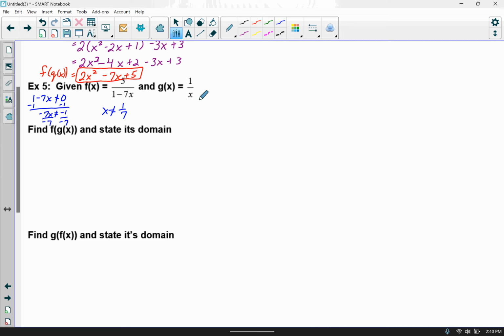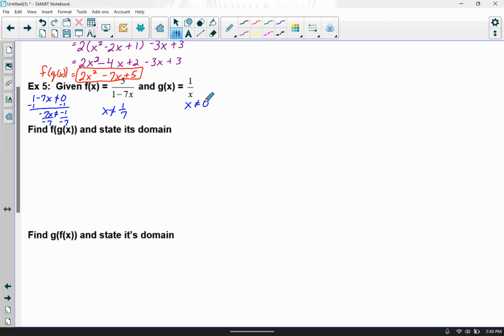Over here on the right for your g function, do you have a letter in the denominator? Yes, you do. It's only one term there, so it cannot equal 0. Okay, so right now you've got the domain for your f and your g. Remember, we'll be overlapping that interior function with the answer that we get.